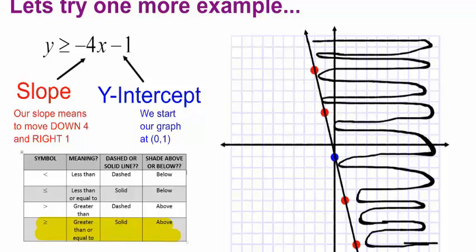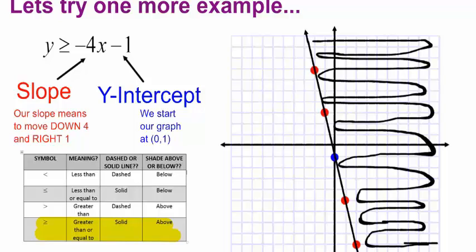Remember, when there's no number underneath this initial coefficient, we always know we're going to move to the right one. And our y-intercept is at -1. So we plot our point down here at -1, and then we move down 4 to the right 1, and we can follow that pattern to create our line.